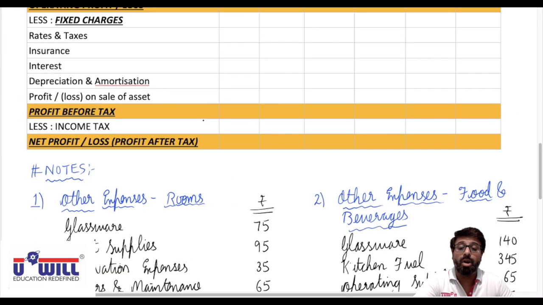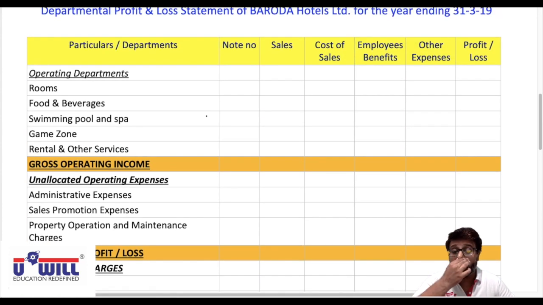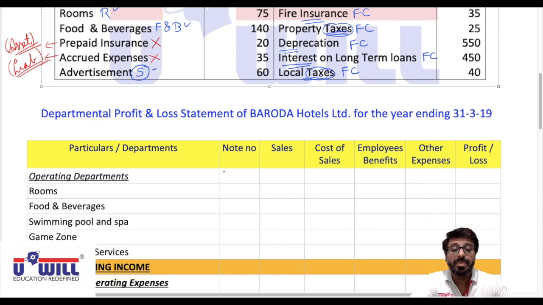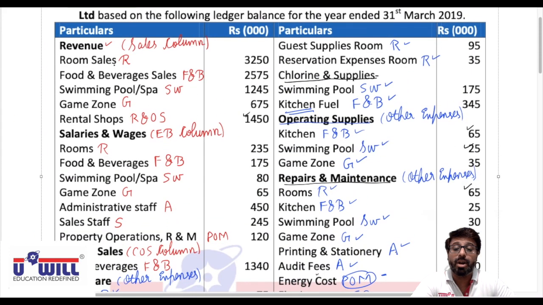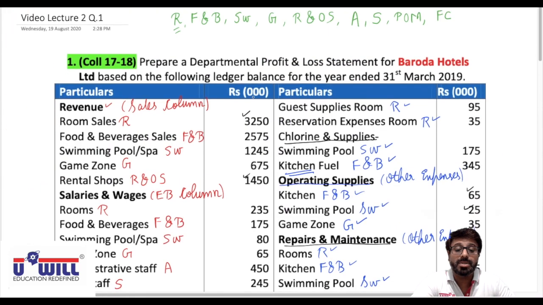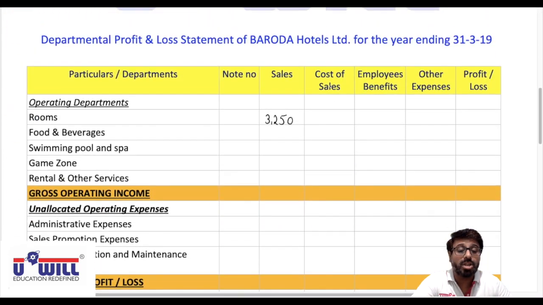Now all of you have already made this profit and loss statement format. There we have to fill in the blanks. So look at it. Rooms. What is the sales of rooms? Here we have already marked 3250. So in the sales column, all of you write down 3250.